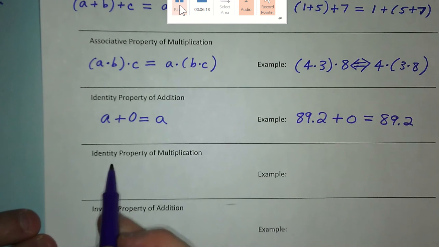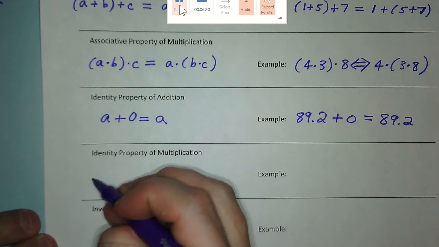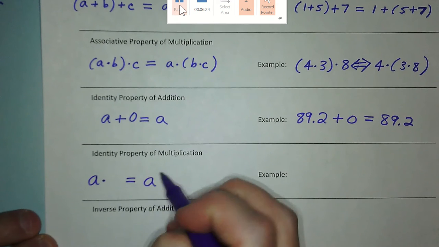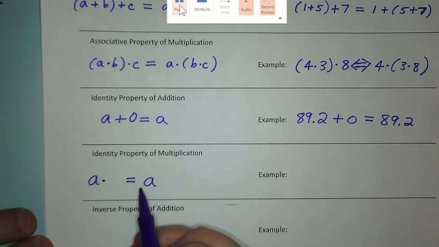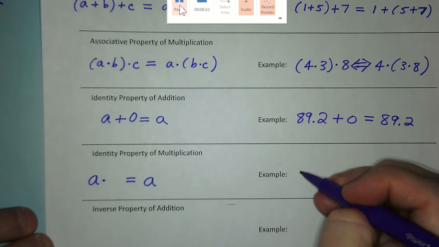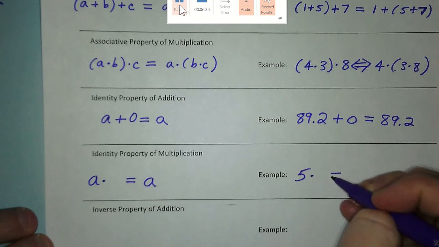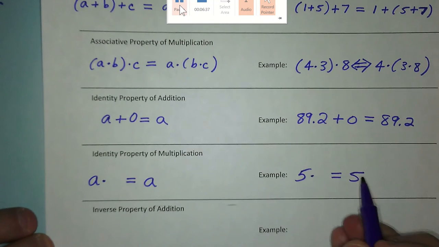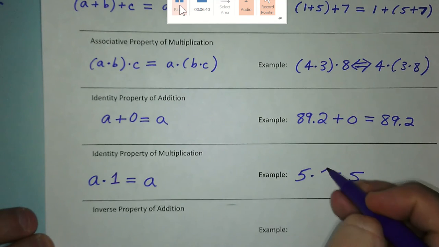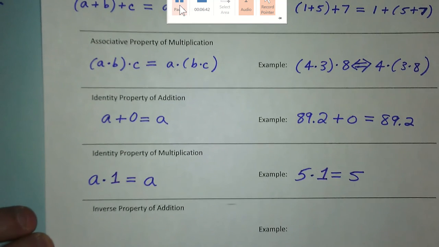How about the identity property of multiplication? Some number times what will not have it lose its identity? What would you multiply to some number, like 5? 5 times what would not have it lose its identity? 1. If you multiply by 1, it keeps its identity.